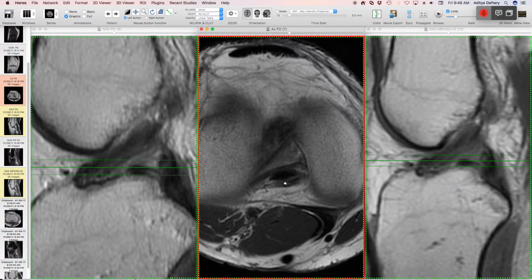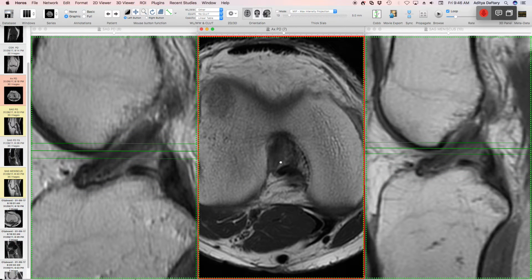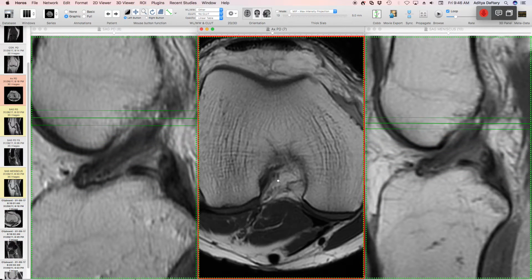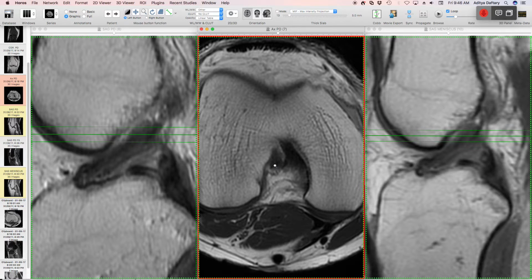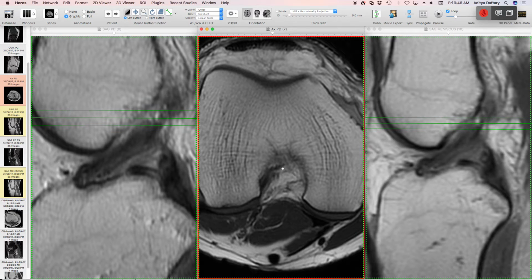And if we follow this down, this was the PCL, and we can look anteriorly. Here is the anterior cruciate ligament, and as we get towards the intercondylar notch, we find that there are only a few fibers intact at the femoral attachment, but the anterior femoral attachment is not really intact, and so this is essentially a high-grade anterior cruciate ligament tear at the femoral attachment.